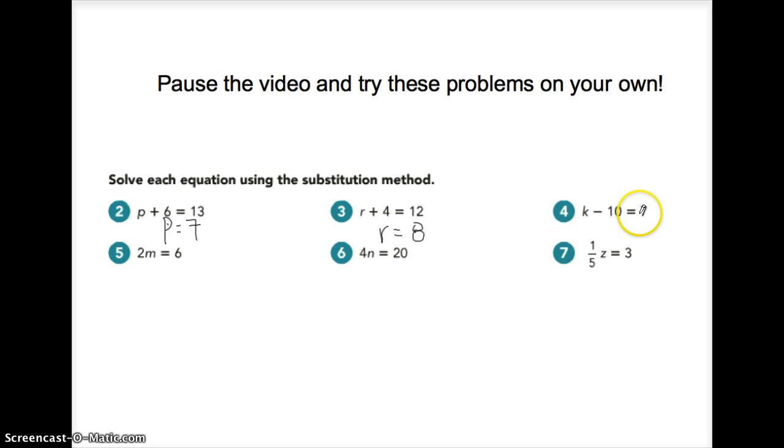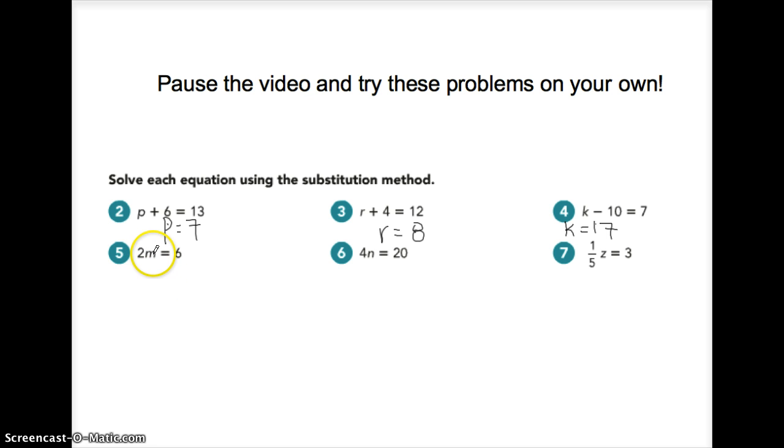k minus 10 equals 7. So we can figure out what number minus 10 equals 7. Well, we know that 17 minus 10 equals 7. So then k must equal 17, right? Then we can go back and check. 17 minus 10 equals 7. Look at that. Okay, let's try a couple more.